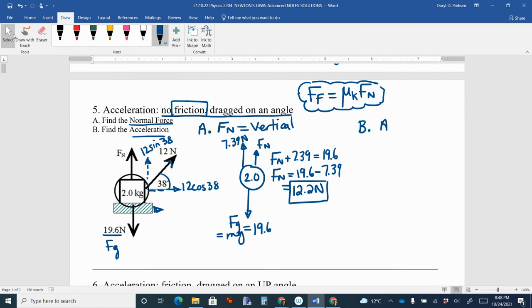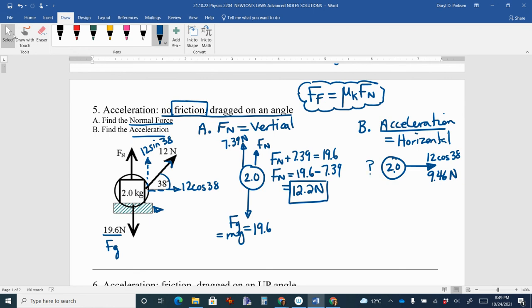Now we're looking for the acceleration. The acceleration is happening in the horizontal direction. So here's our free body diagram. 2.0 kilograms. This is, what did we say it was? Oh, 12 times cos 38, 9.46 newtons. This is the 12 cos 38. That's what's pulling this way.